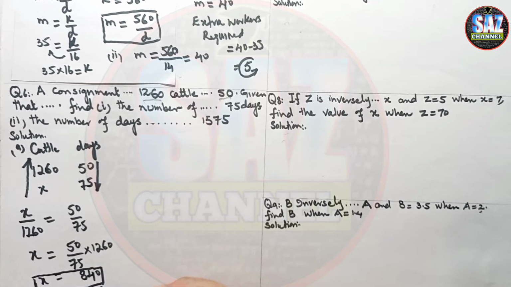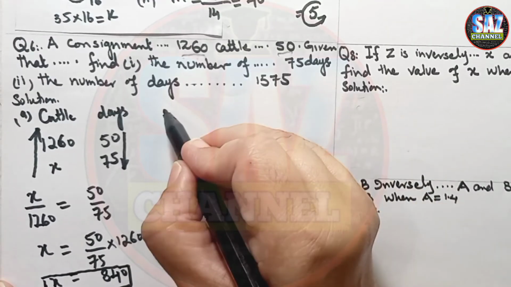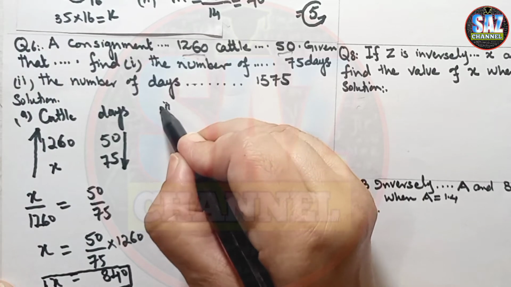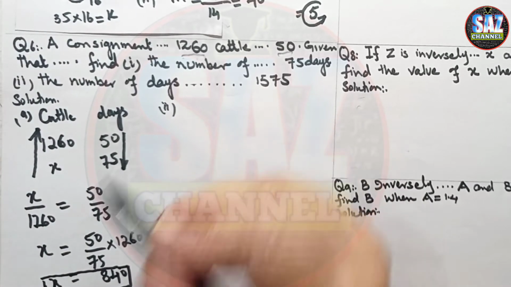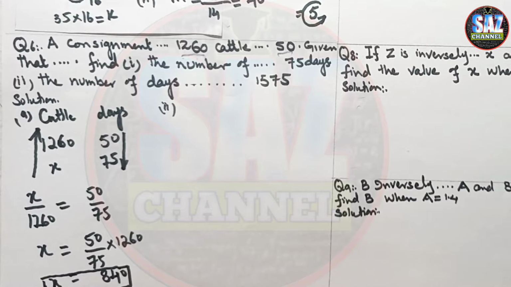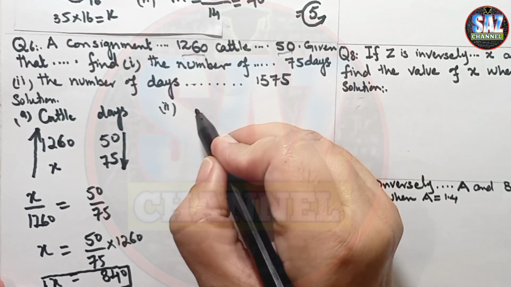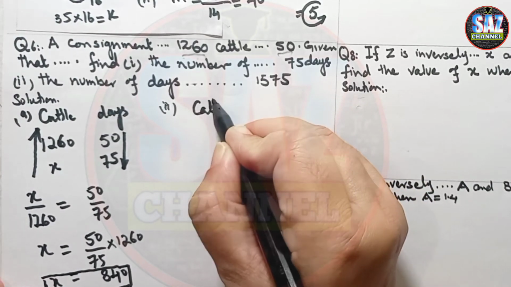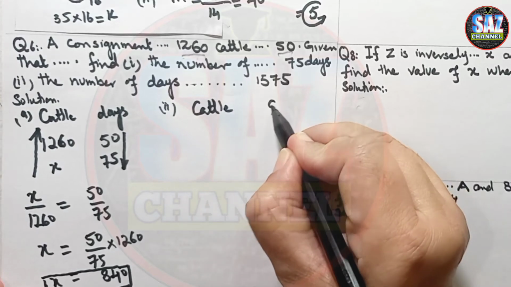Let's move to the next part of the question, the second part of the same question. Let me read the question again. The question says we have to find the number of days an equal consignment of fodder can last if it is used for 1575 cattle. Again, we have to write the relation between cattle and days.